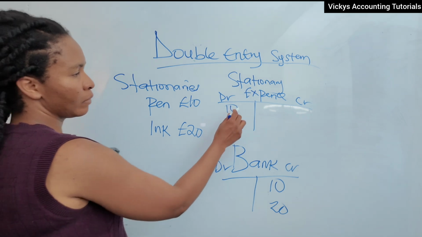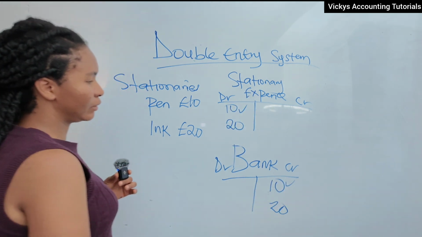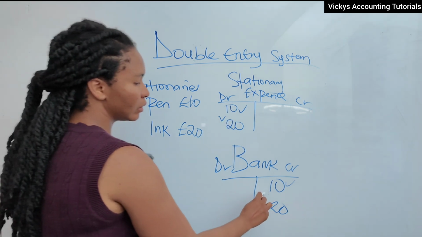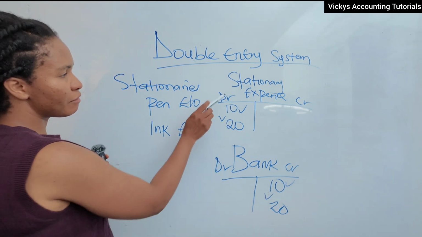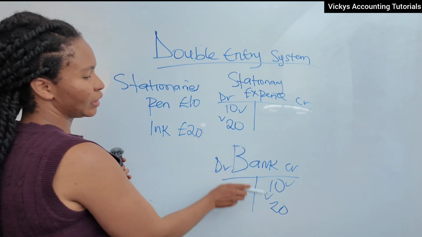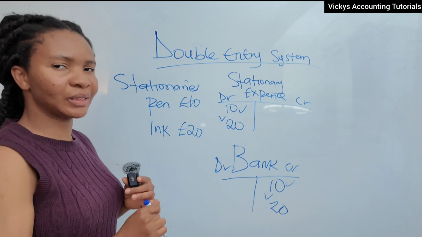You see, we debited £10, we credited £10. For the ink, we debited £20 and we credited £20. Every debit entry must have a corresponding credit entry, just like so. This is how to apply double entry system.